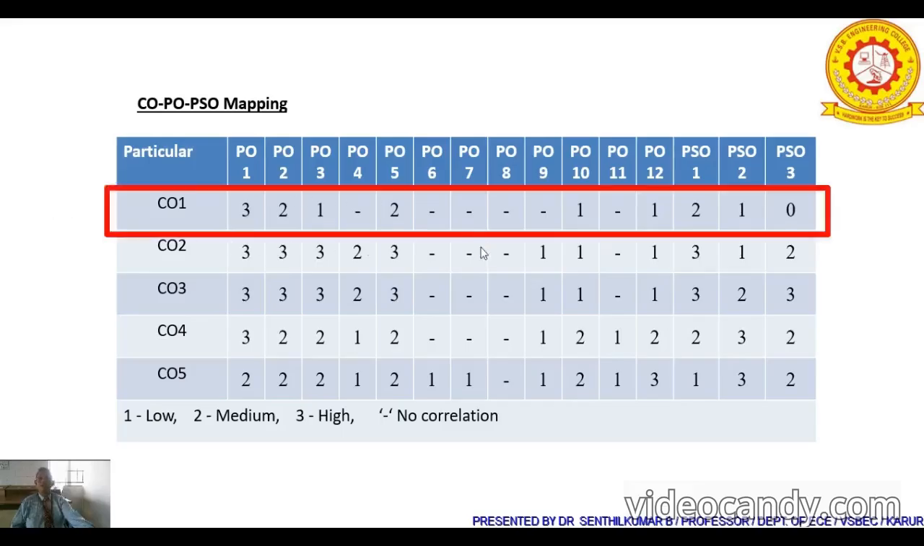So now we are in Unit 1 consideration. In this CO-PO mapping, the first row is particularly meant for the first unit. These are the ideas that we have to discuss now.